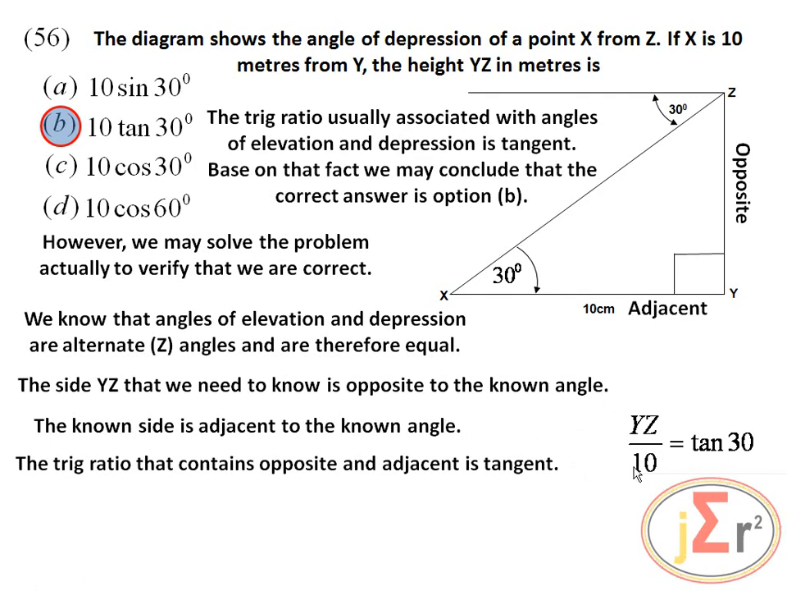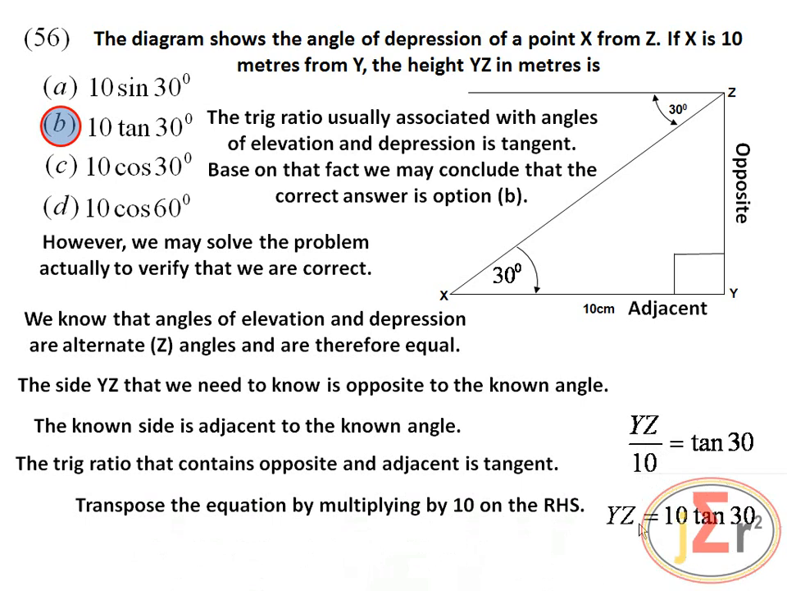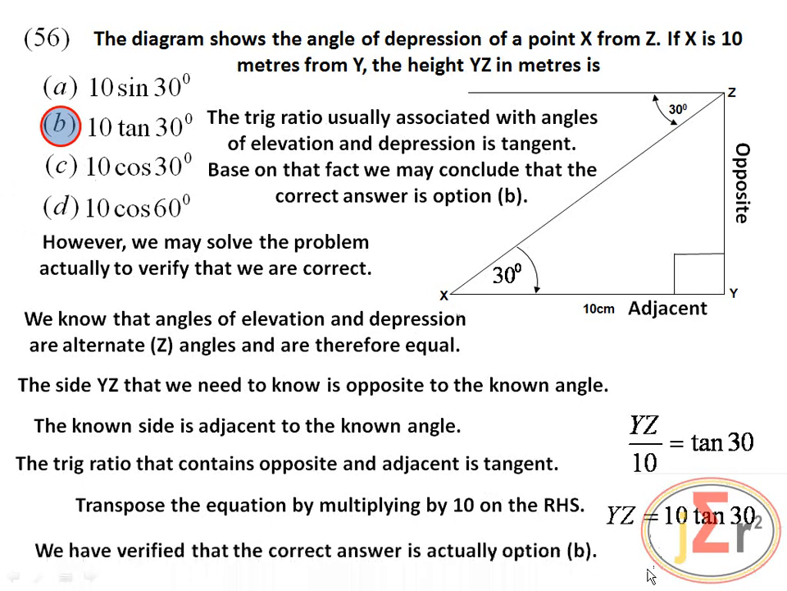And we will transpose, making YZ the subject of the formula. What do we have? We multiply by 10 on both sides, in which event 10 will be eliminated from this side, and we will multiply the right hand side by 10. So YZ is equal to 10 tan 30, and that is what we have right there. We have verified that the correct answer is actually option B.